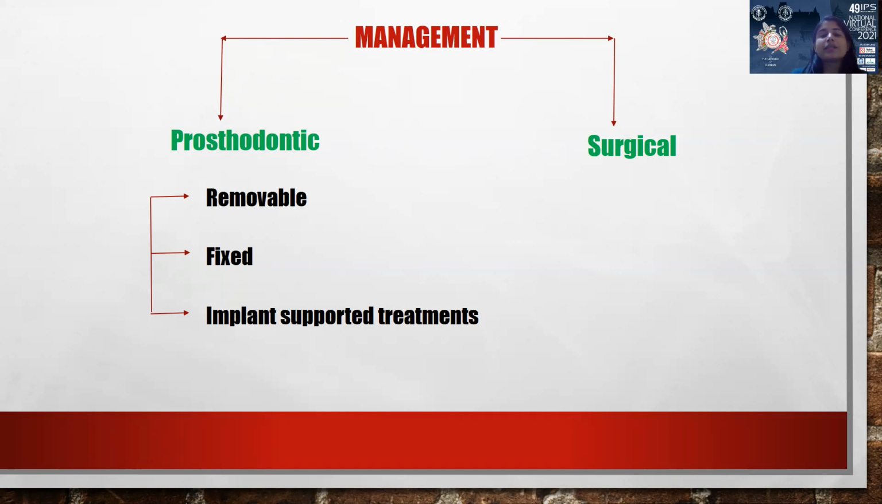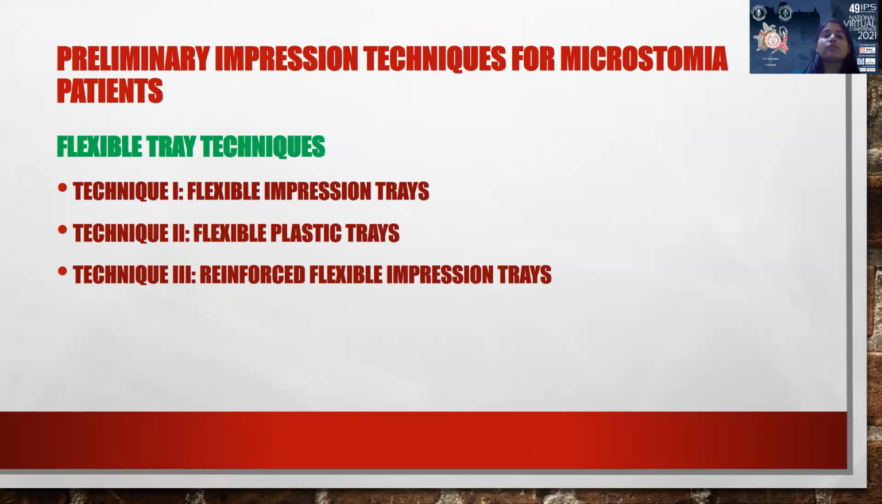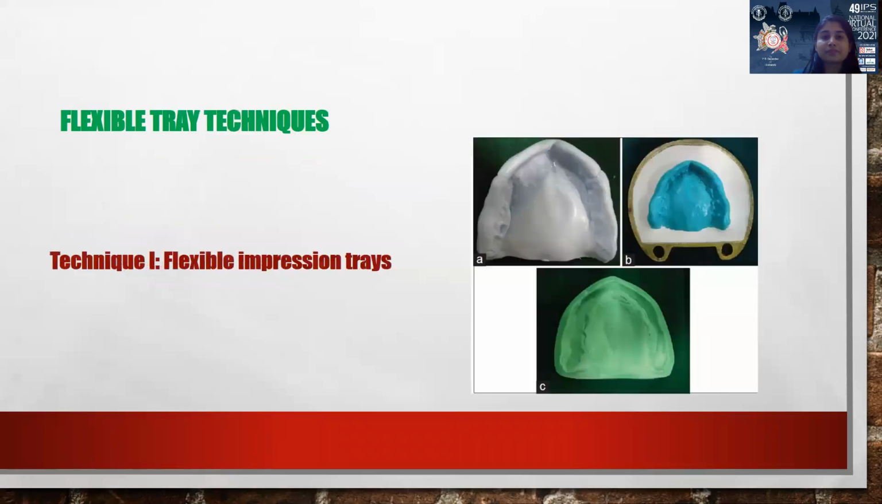So firstly, under removable prosthodontics, we use various preliminary impression techniques for microstomia patients. They are further divided into flexible tray techniques and sectional tray techniques. Under flexible tray techniques, three techniques come. First is flexible impression trays, second is flexible plastic trays, third is reinforced flexible impression trays.